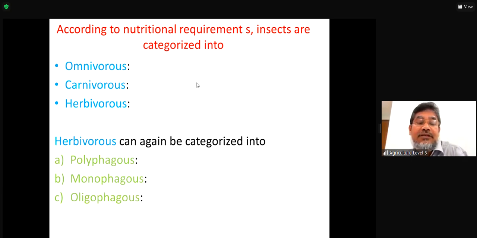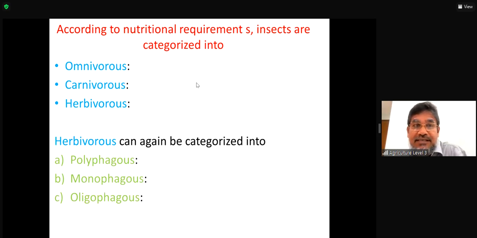Because you are students of agriculture, mainly we are talking about insects which are pests of our crops, the plants. The plant feeders we would like to divide into three groups: A, B, C, polyphagous, monophagous, oligophagous. What is polyphagous? Polyphagous feeds on a wide range of cultivated and wild plants. It is not dependent on one particular species of plant as food. It can survive on many plant species. That is called polyphagous.